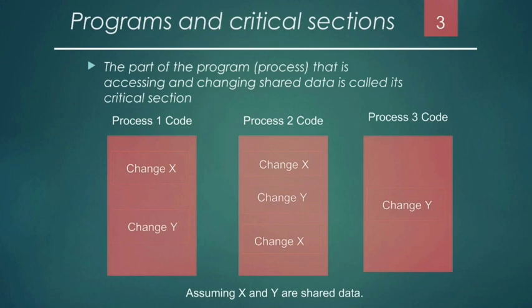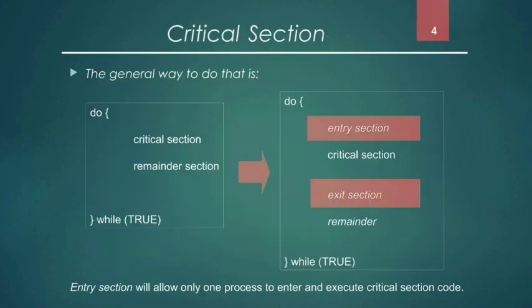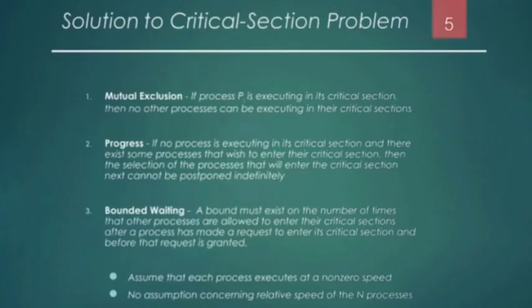And in slide number 4, you can see the general structure of a typical process Pi. Here, the entry section and exit section are enclosed in red boxes to highlight these important segments of code. Coming to finding a solution to the critical section problem, we must follow 3 conditions. The first condition is mutual exclusion, the second condition is progress, and the third condition is bounded waiting.